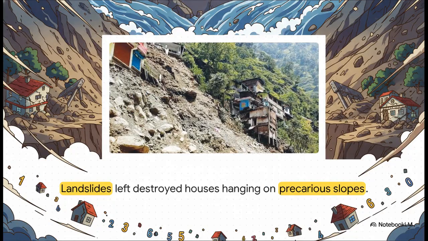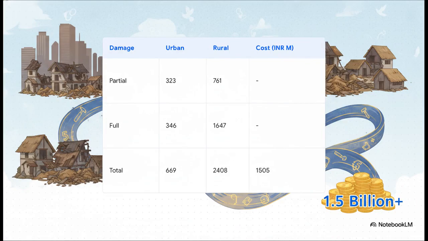So, the surging rivers eroded the very bases of the mountains themselves. This toe erosion caused catastrophic landslides, taking out entire settlements, snapping bridges, you name it. Over 3,000 housing units were partially or completely wiped out. Just look at how these houses are left hanging precariously on slopes that simply gave way right beneath them. It's terrifying.